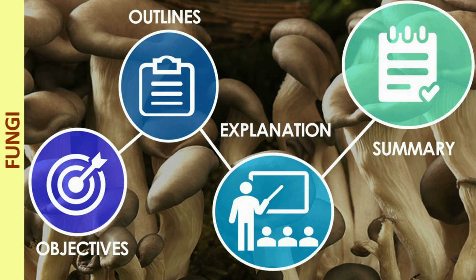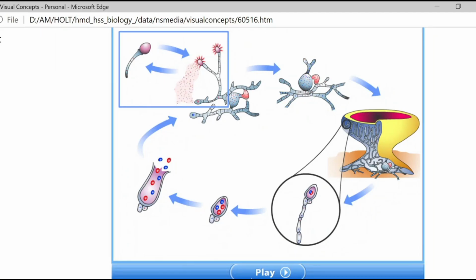So if we go back to the outline, here again is one of the most important things. I will share with you now the sexual and asexual reproduction in the Ascomycota. How do the Ascomycota reproduce? I will share my screen here. This is the way by which the Ascomycota reproduce.